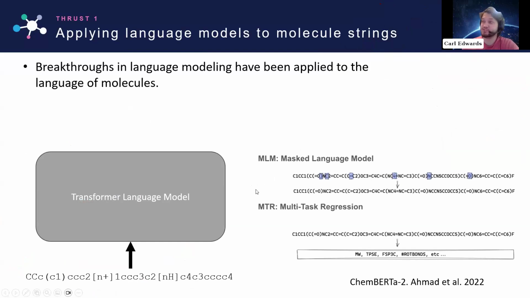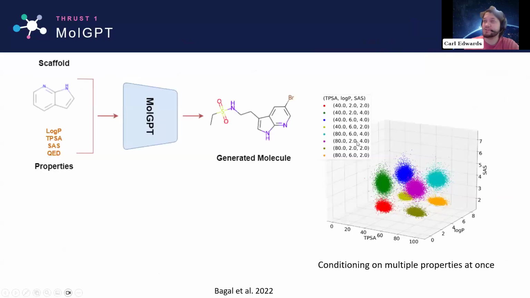In many cases, at least the initial work is really just taking ideas from natural language processing and applying them to these molecular representations. But there are also opportunities for other ways of training the model, right? So instead of only doing masked language modeling, you can also predict specific molecular properties, et cetera.